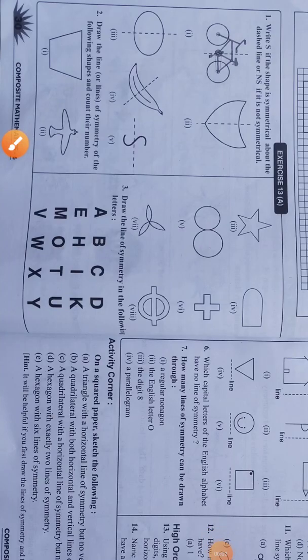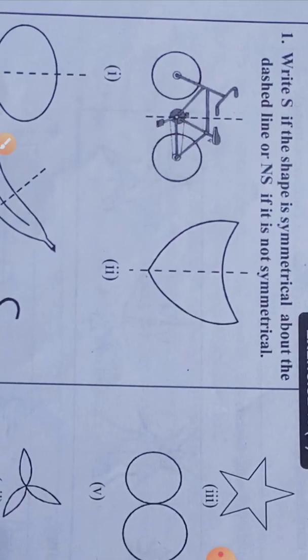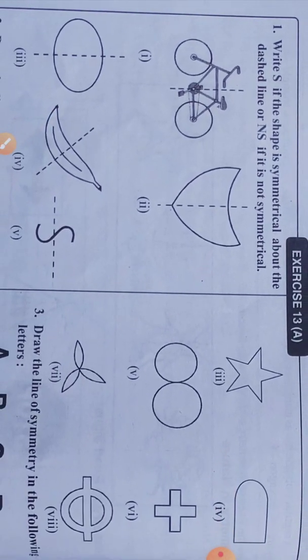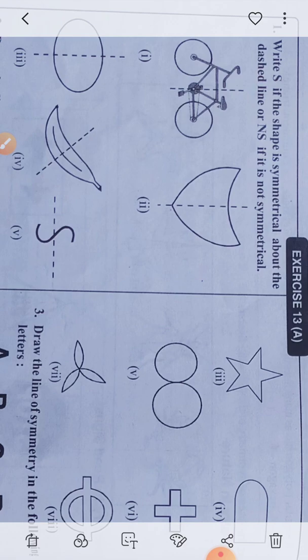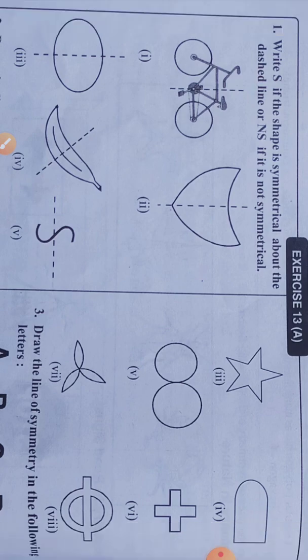Hello students, let us start exercise 13 of the chapter Symmetry. In the first question we have to find out which figure is symmetrical and which is not. For a symmetrical figure we'll write S, and for a non-symmetrical figure we'll write NS.